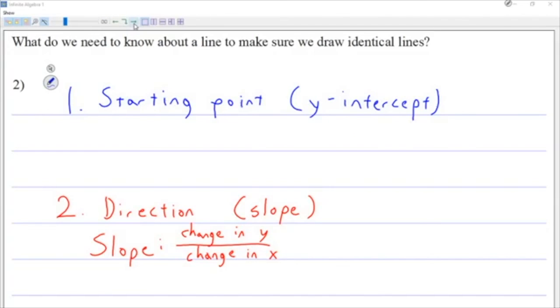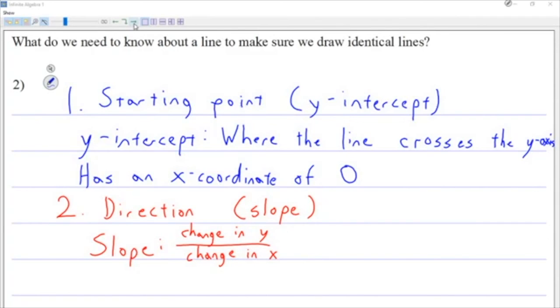Now coming back to the starting point, the thing that we use for the starting point is the y-intercept. So let's talk about what that is. The y-intercept is just where the line, or whatever graph you're making, crosses the y-axis. And that's going to make it have an x-coordinate of 0. Because if you're on the y-axis, that vertical axis, then you're not moving to the left or right at all. So your x-coordinate of left and right directions is going to be 0. It's not moving left or right. So that means the y-intercept will always be a point, an ordered pair, and look like 0, comma, some number. Should always have an x-coordinate of 0.